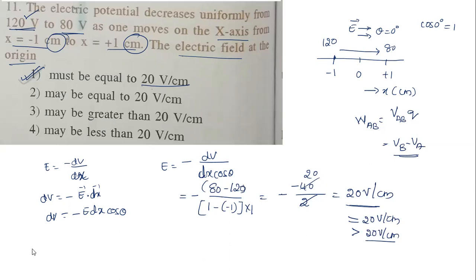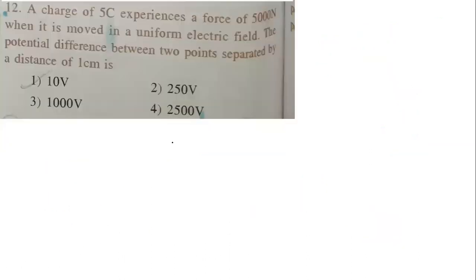Let us move on to the next question. Yes, look at the next question now. The question is saying that a charge of 5 coulomb experiences a force of 5,000 Newton when it is moved in a uniform electric field. The potential difference between the points separated by a distance of 1 centimeter we need to see now. So we're going to move a charge of how much? 5 coulomb, experiencing a force of how much?